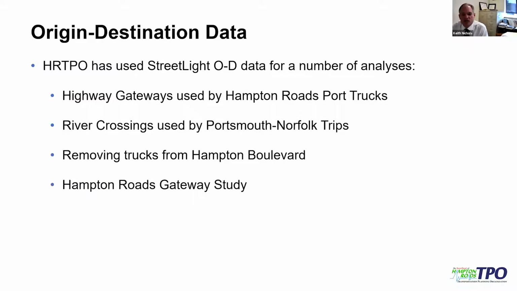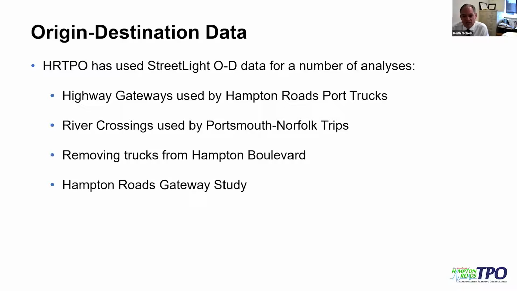So looking at the origin destination data analyses that we've done, this is by no means a comprehensive list. There's a few other things we did, but today I thought I would just highlight four of the efforts that we've done here at HRTPO. We looked at highway gateways that are used by port trucks here in Hampton Roads. We did an analysis of two of the river crossings in our region between the cities of Norfolk and Portsmouth.